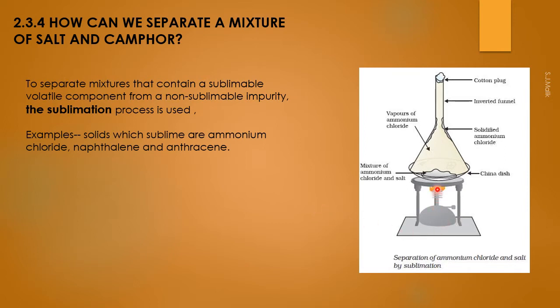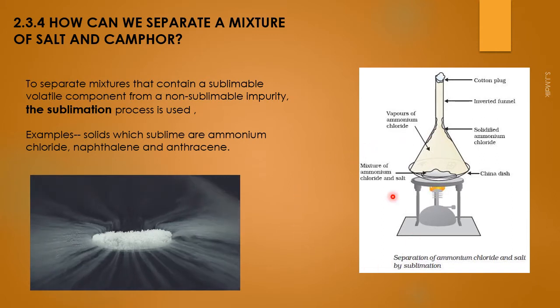When we give heat, what will happen? This ammonium chloride will change from solid to gas, and then it will be condensed over here at the surface of this funnel, and that can be separated out later on. Here is the sublimation of dry ice. It is directly converting from solid to gas.